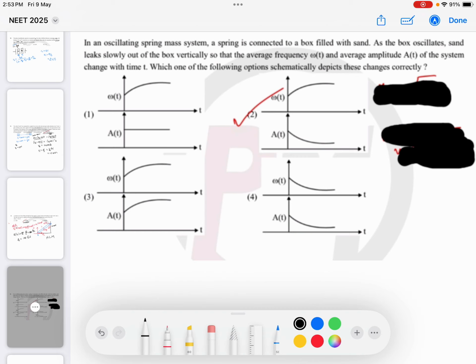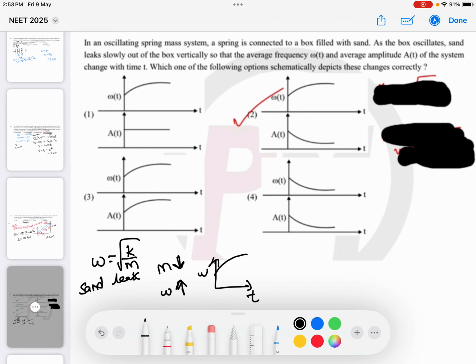For oscillatory motion, omega can be written as root over k by m. As sand leaks out, the mass value decreases, which means the omega value increases. So you can draw the graph between T versus omega. This is the first one.